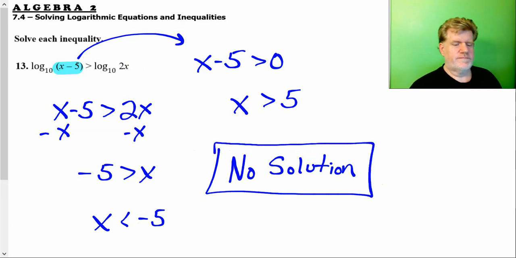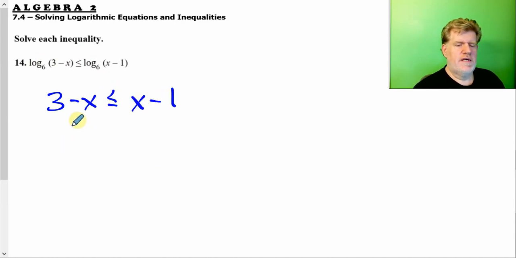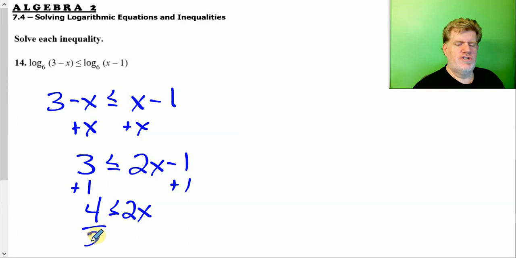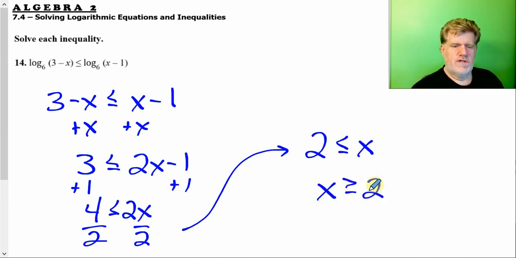Okay. All right, last one. Oh, the logs are the same. That's nice. Let's see what we got here. Let me add x to both sides. x plus x is 2x. Let me add 1 to both sides. Let me divide by 2. So that means over here I've got 2 is less than or equal to x, which means x has to be greater than or equal to 2.